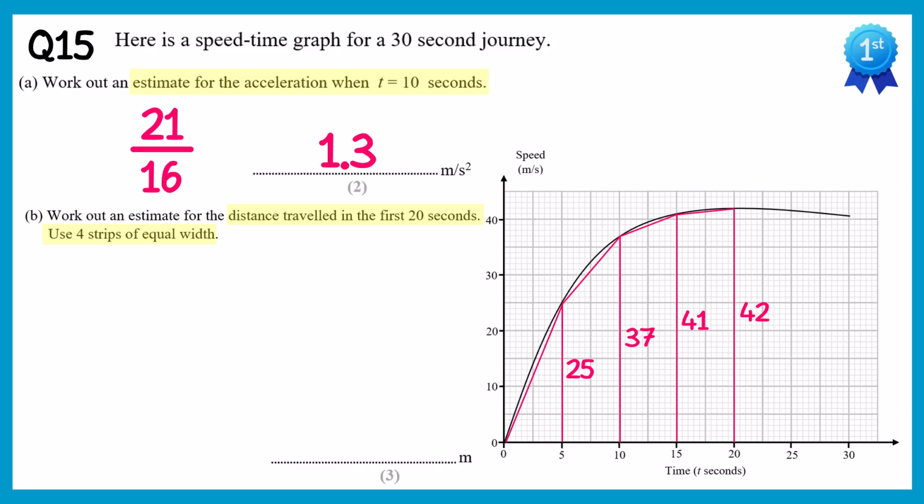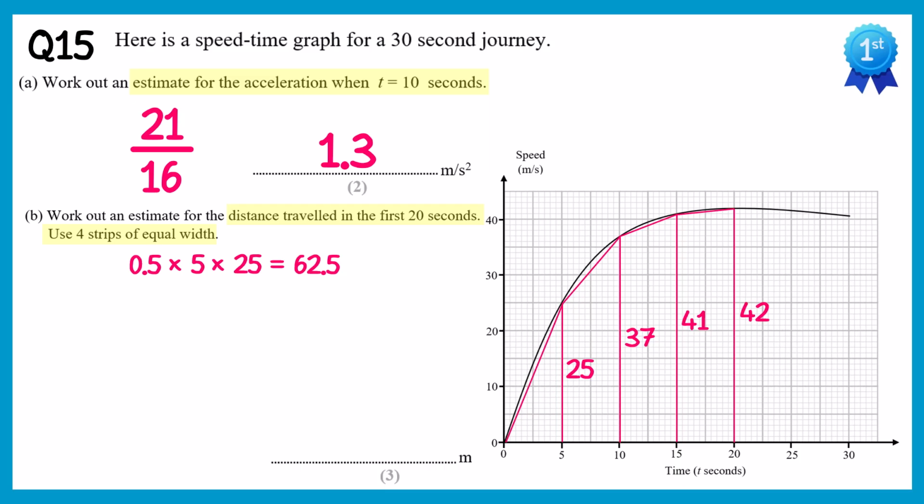So let's start with the area of the triangle. To do the area of a triangle, you do 1/2, multiplied by the base, which goes from 0 to 5, so that's 5, multiplied by the height, which is 25. And if you do this on your calculator, you get 62.5.